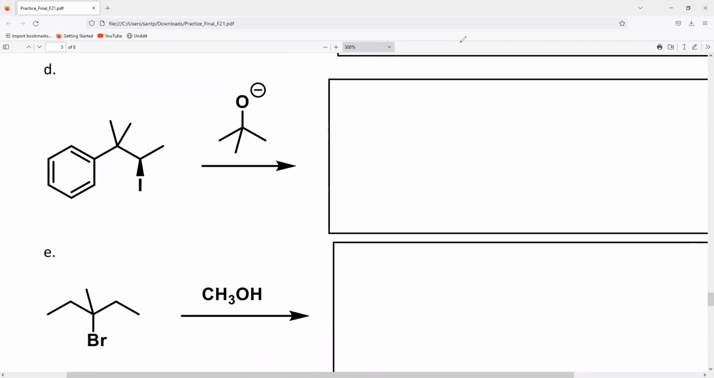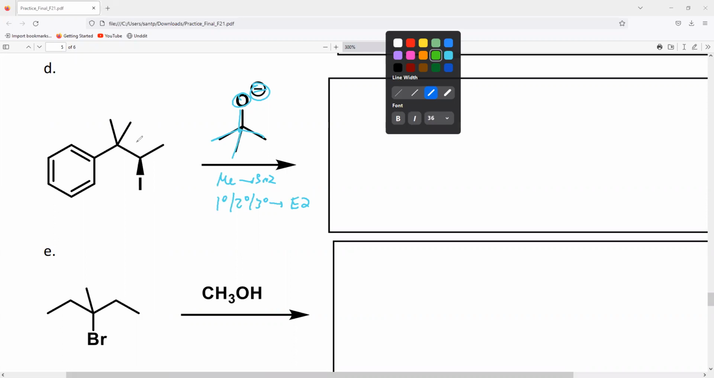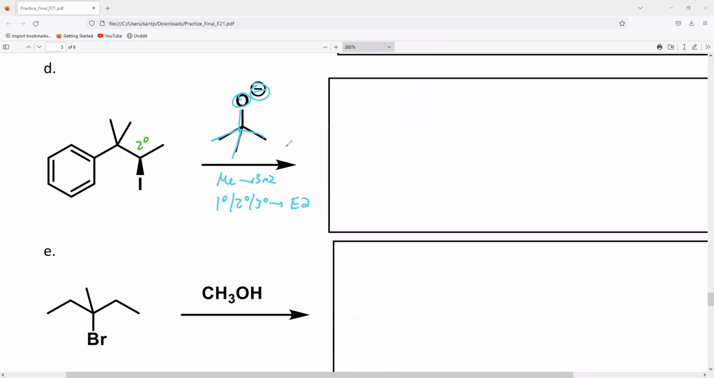So D, I think I already know what this reaction is because I see this guy. I see tert butoxide. And tert butoxide, we talked about this, is a bulky base. And unless you're methyl, which will do SN2, bulky bases on every single other substrate are doing E2. So when I look at the center here, I'm not even batting an eye. I instantly know what this is. It's secondary, so I know this is an E2.